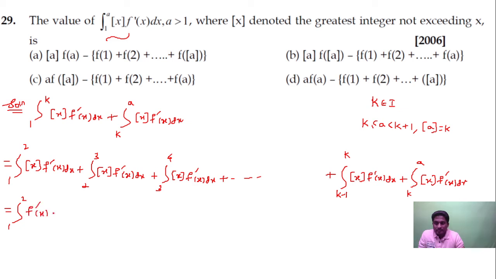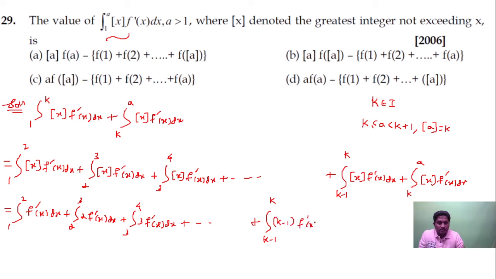Between 2 and 3, box x is 2. Between 3 and 4, box x is 3, and so on. This will continue, plus integration between k minus 1 and k, where box x will be equal to k minus 1, and then you get f dash of x dx.